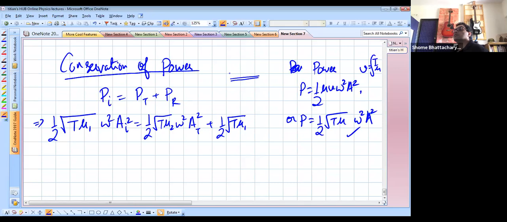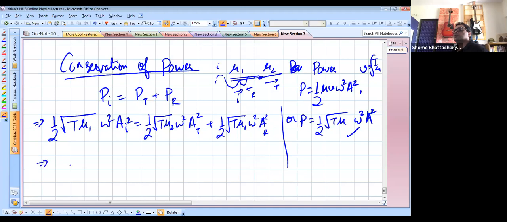So this is mu1. This is mu2. So the incident wave and the reflected wave, they are existing in this, whereas the transmitted wave is existing in this one. So this becomes a power transfer.